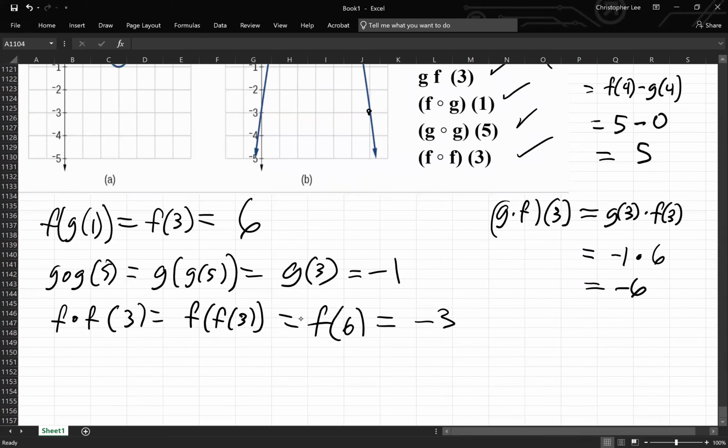So for the composition, plug them in, work on the inside first, and then work your way out. Right? Work on the inside first and work your way out. And that's it. All right.